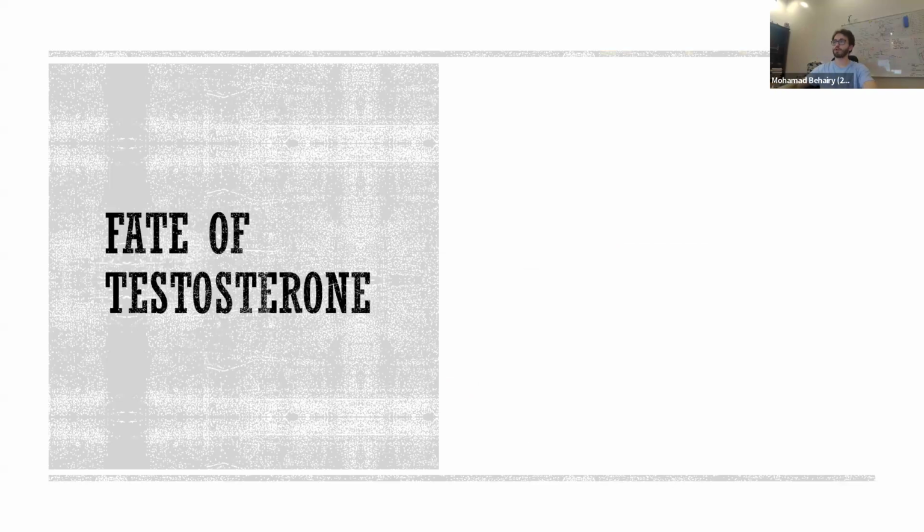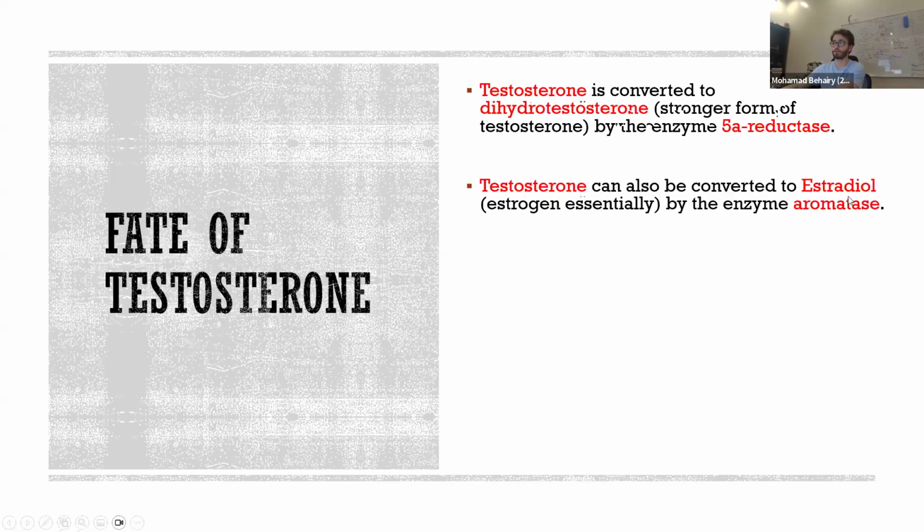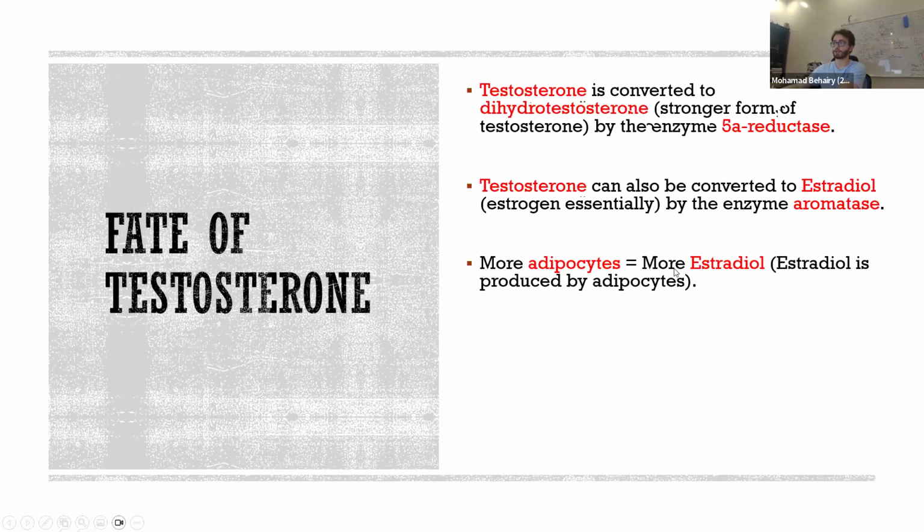Now, for those of you who like text, testosterone is converted to dihydrotestosterone, the stronger form, through 5-alpha reductase, or it can also be converted to estradiol through the enzyme aromatase. Now, guys, do you remember in the first slide when I told you that leptin, the hormone that's released in adipocytes when a person is full, can increase LH or FSH or testosterone? Now, I want you to keep this in mind and read this third point. More adipocytes equals more estradiol.